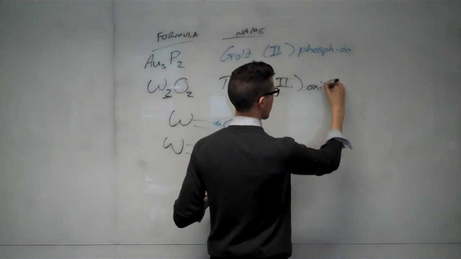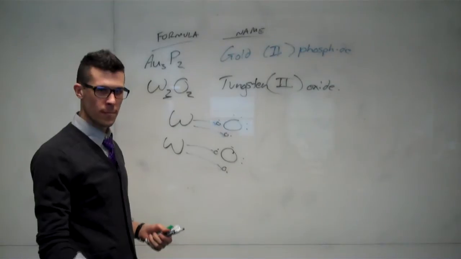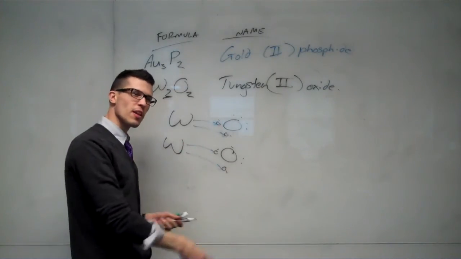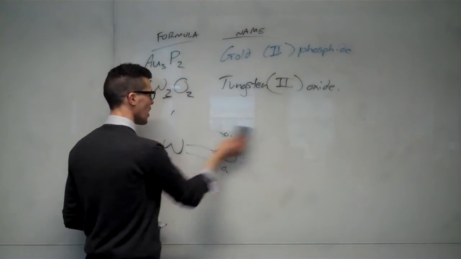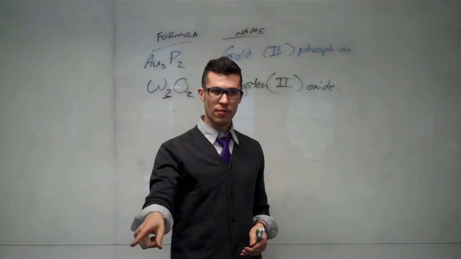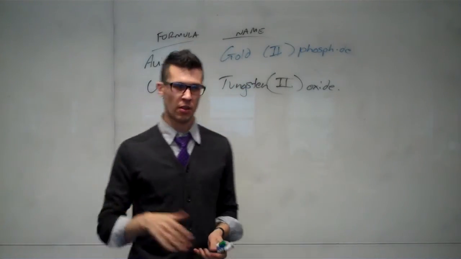Oxide, yeah. Could you just give one more example? Can you do it the other way around? You want me to give you the name and you want to figure out the formula? Okay. And then we're going to try 1 polyatomic ion, and then we're going to be just about done.